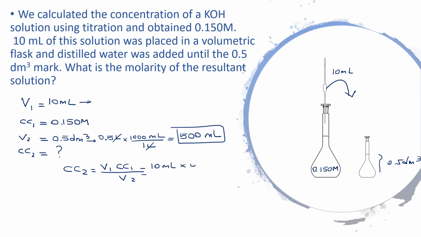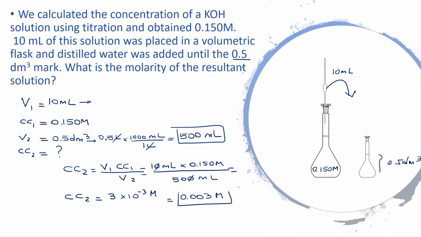The concentration 1 is 0.150 molar. And the second volume is 500 milliliters. So if we do the math here, the concentration 2 will be 3 times 10 to the negative 3 molar, and that must be expressed in, here we have one significant digit only. So we can express that like that, or 0.003 molar, which is the same thing. Okay?